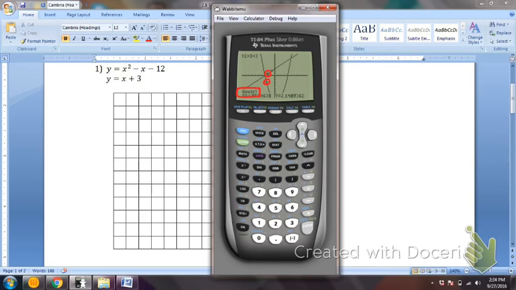You guys see that? So now if it says guess, that means you have checked a spot on the first curve, you've checked a spot on the second curve, so now you're going to guess. It's actually calculating, it's not guessing, where they intersect. So the next step is to push enter. And it says the intersection now is at negative 3, 0.